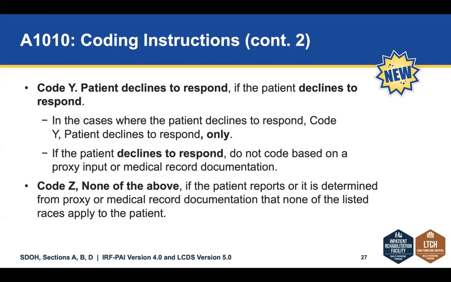Similar to the ethnicity data element, in A1010 race, code Y, patient declines to respond, would be used in cases where the patient declines to respond. If the patient does decline to respond, you cannot use a proxy or medical record documentation to answer the question, even if this information is available. In this instance, only code Y would be checked. Code Z, none of the above, is checked if the patient reports or it is determined via proxy or medical record documentation that none of the races listed in A1010 apply to the patient.